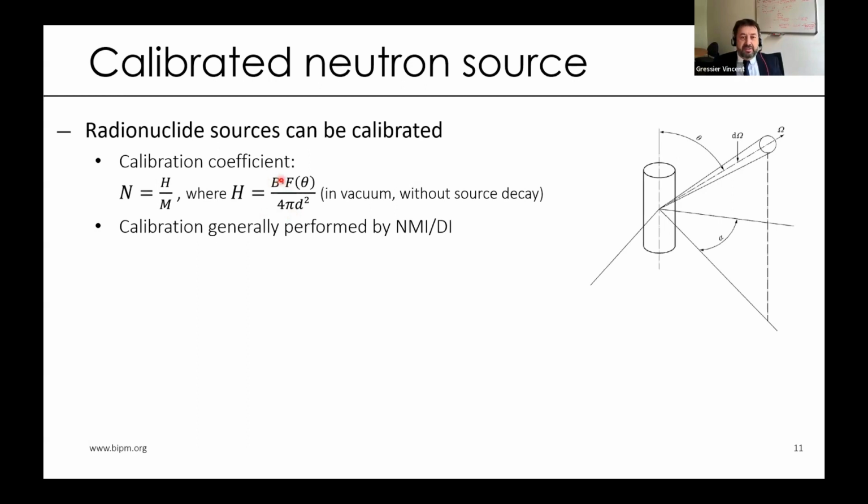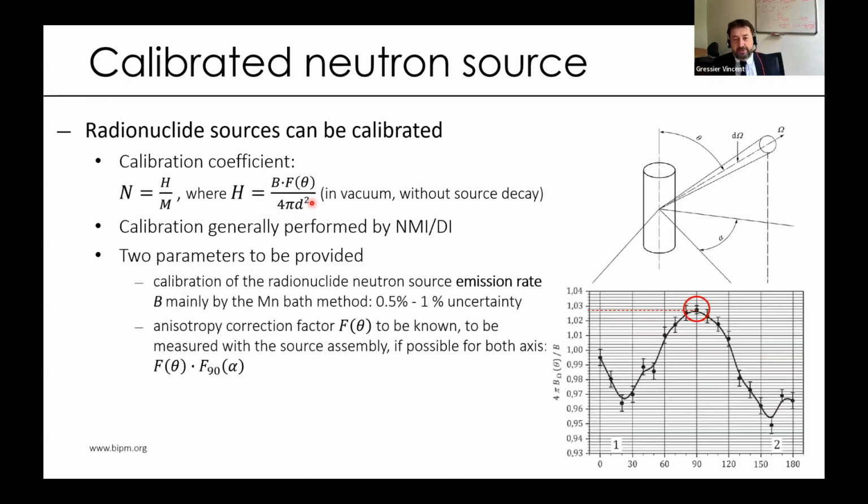If you get these two factors, then it is just a small calculation, of course in vacuum, without source decay, without any other correction factors. And this calibration is generally performed by NMIs and DIs. So for these two parameters, first you should ask for the emission rate, and it is generally given by the manganese bath method with about 0.5 to 1% uncertainty. But you should also ask for the anisotropy correction factor.